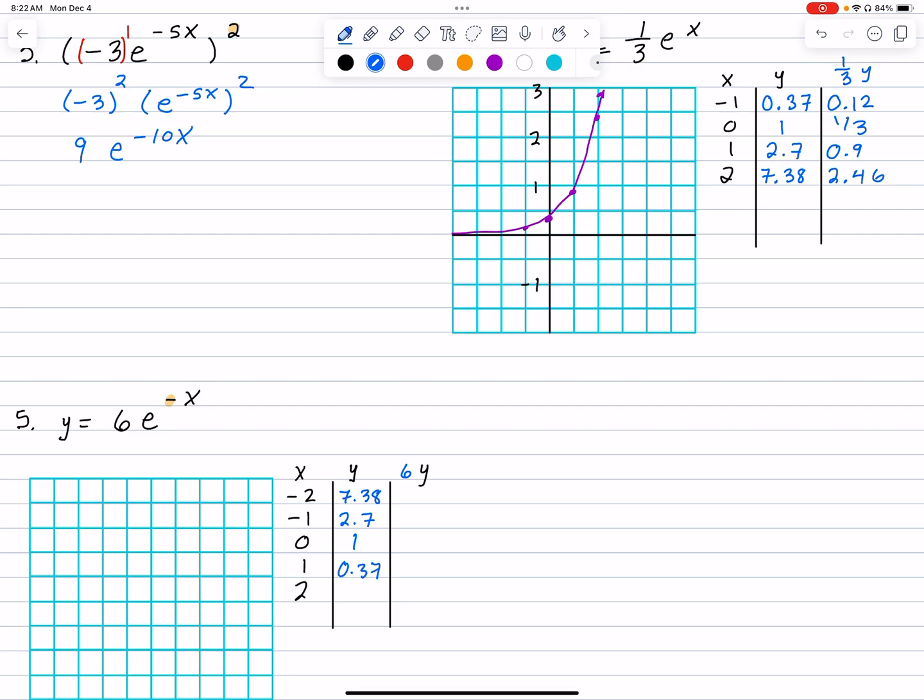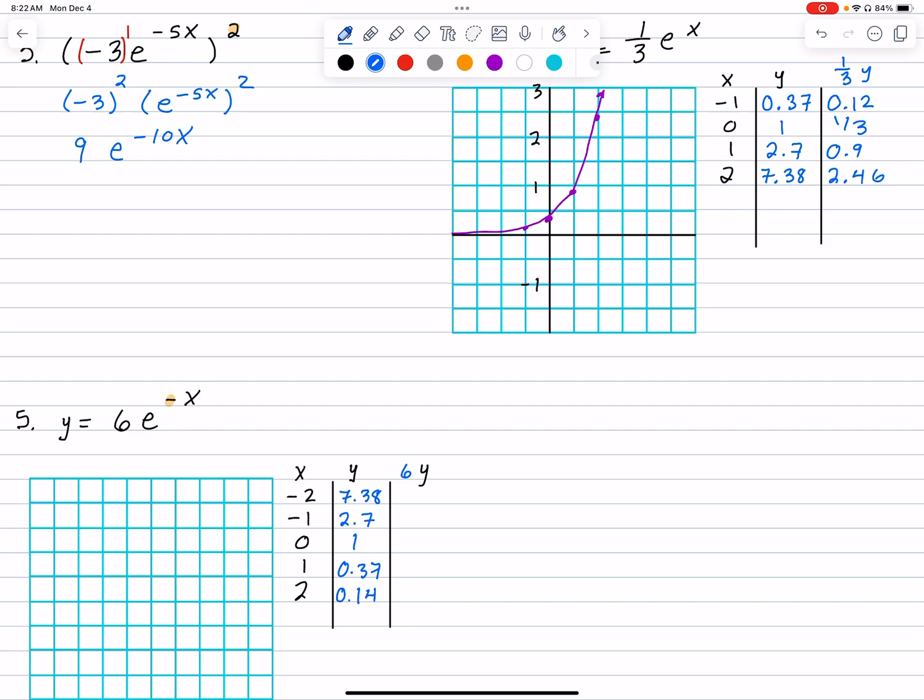which is 0.37. And then when I plug in 2, I'm going to need to do the math on that because that's e to the -2, which is small. It's 0.14. So now I'm going to take all those numbers and multiply them by 6.